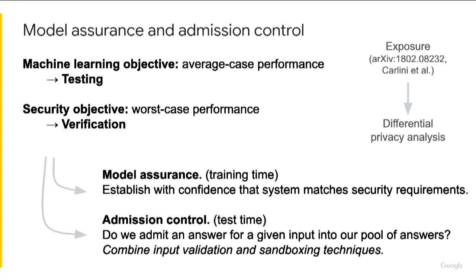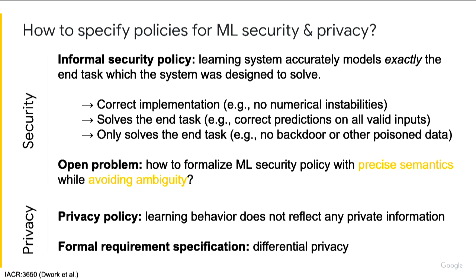A preliminary requirement to being able to do this is that we have to specify what we mean by security and privacy. Informally, it's easy to define what we mean by security. We want the learning system to behave like we intended it to behave. So we want it to model the task correctly. That could mean that the implementation is correct. You don't want things like numerical instabilities. That could mean that the machine learning model should solve the task, so you want correct predictions. You want integrity. And that could also mean that the model only solves the task that you intended and not additional tasks. So you don't want things like poisoning, like backdoors, as I just discussed.